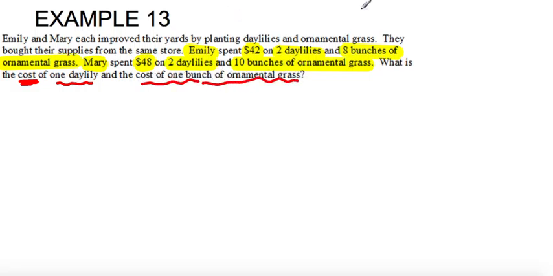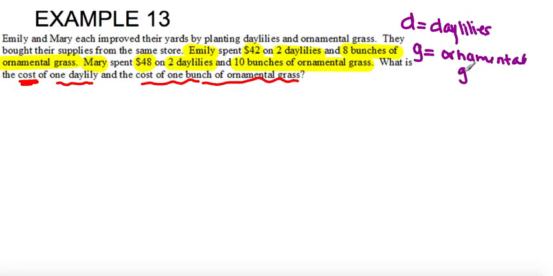Okay, so I set up my variables. I'm going to call D the cost for 1 daylily, or the cost of daylilies, and then G is going to be the ornamental grass. Okay, now I set up my equations. I know I need an equation for Emily, and I need an equation for Mary.